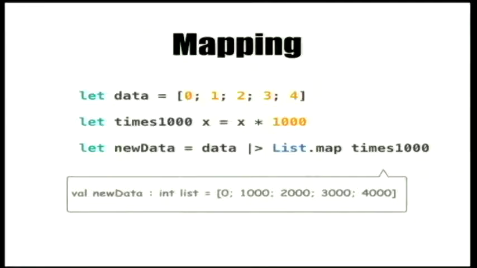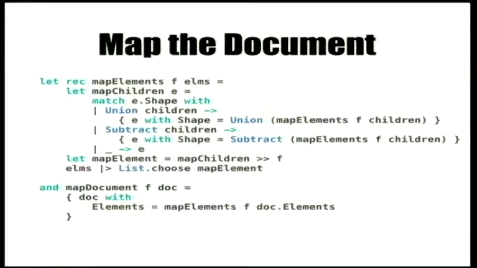So I have data 0 through 4. I have a function called times 1,000. It's the dumbest function on the planet. But it simply takes a number and multiplies it by 1,000. And then I can say, take my old data, pass it through this mapping function, and I get new data back. That's all map is. It's half of map and reduce. Well, I don't have to do that for stupid, boring little lists, or even these linear lists.